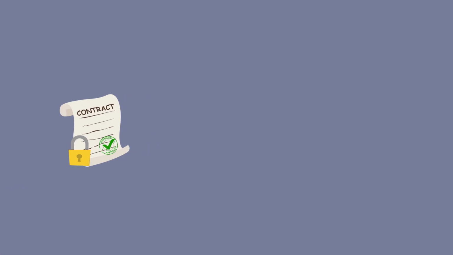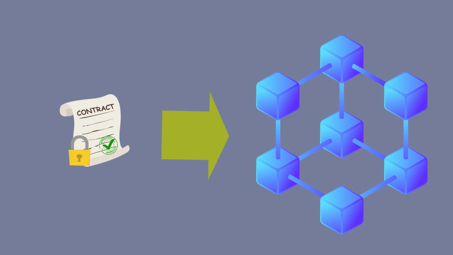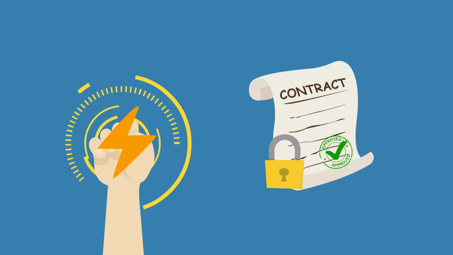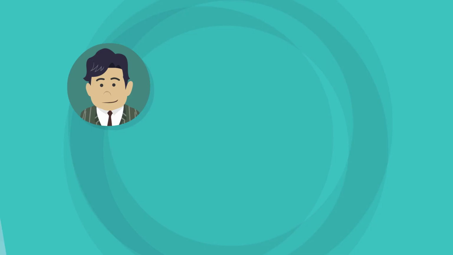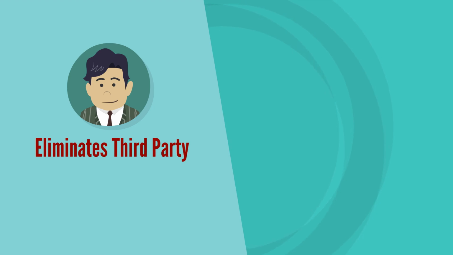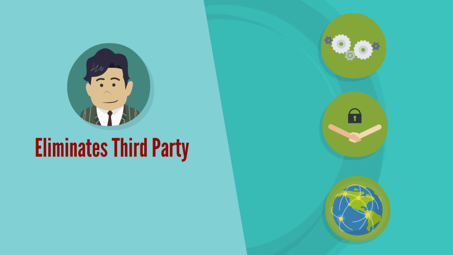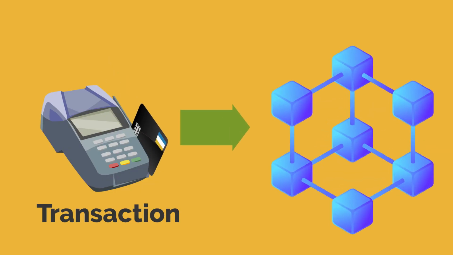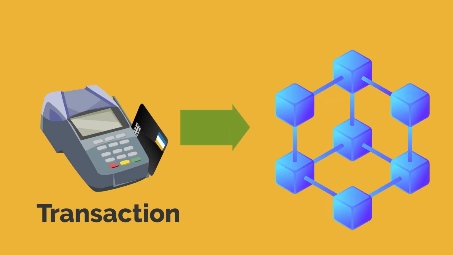And don't worry, once the smart contract is written and deployed on the blockchain, it cannot be changed. This is the power of a smart contract. It eliminates the third parties in the process and makes things more efficient, reliable, and sustainable. All transactions are stored on the blockchain and can be viewed by anyone.